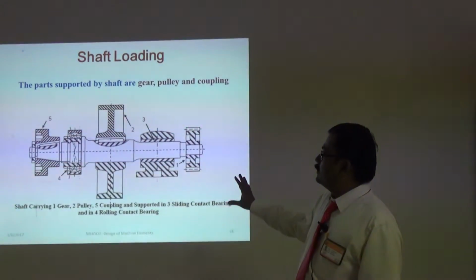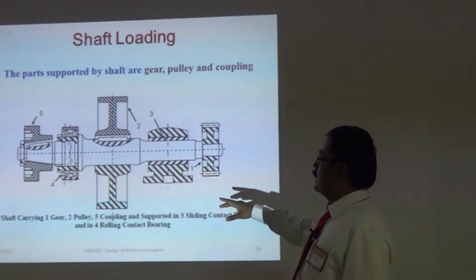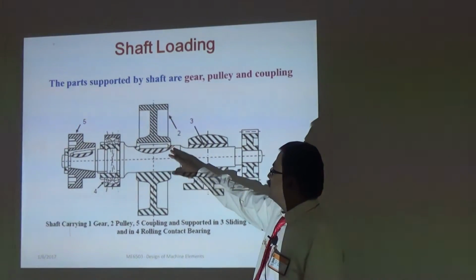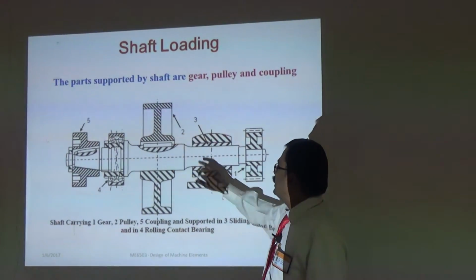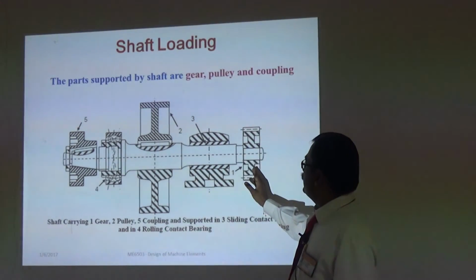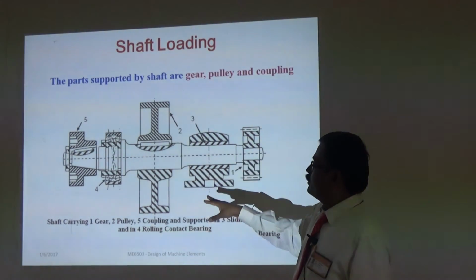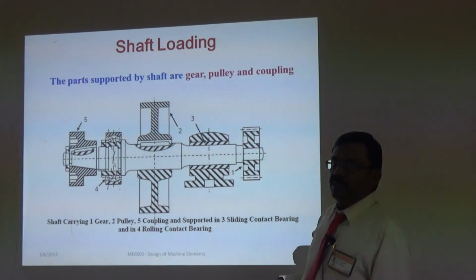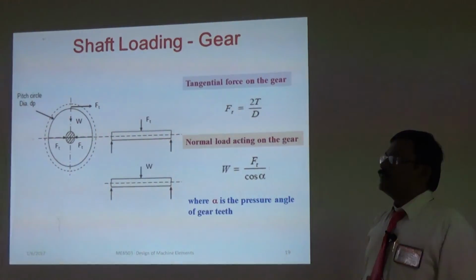This diagram will show you what this shaft is. The central member is the shaft, which is supporting the pulleys and gears on it. The two ends of the shaft are supported at the bearings, and the shaft is supporting the members which are used for power transmission. So, thank you.